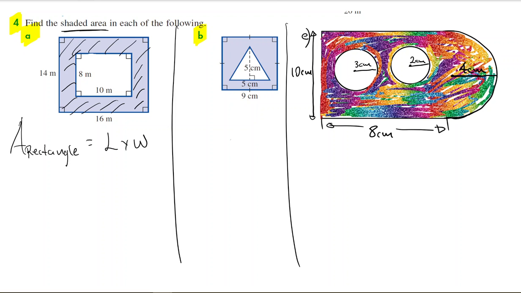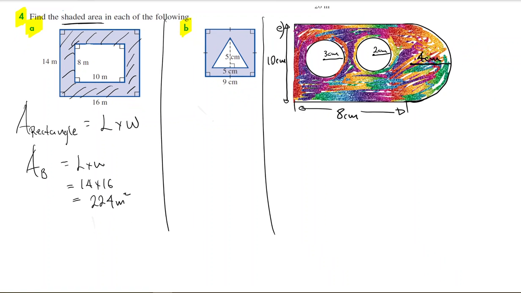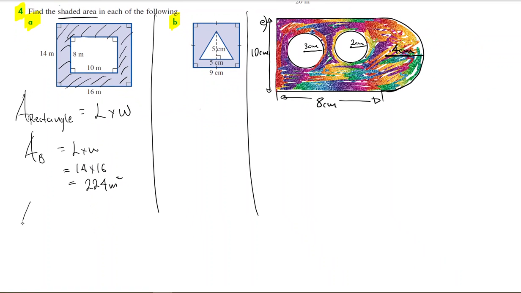So to do that, I'm going to get the area of the big rectangle. I'm going to just call it area B for big. That one is length times width, and I know the length of the whole thing is 14 times 16, and I get 224 meters squared. Then I get the area of the small, which is length times width. I get 8 times 10, or 10 times 8, and that's 80 meters squared.